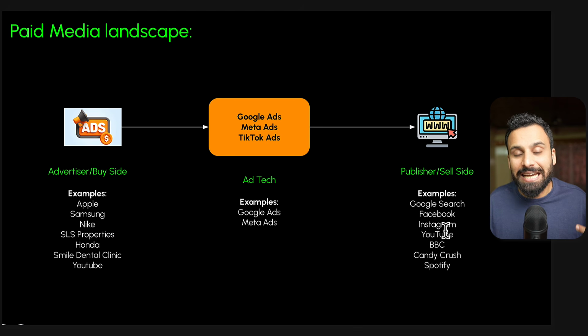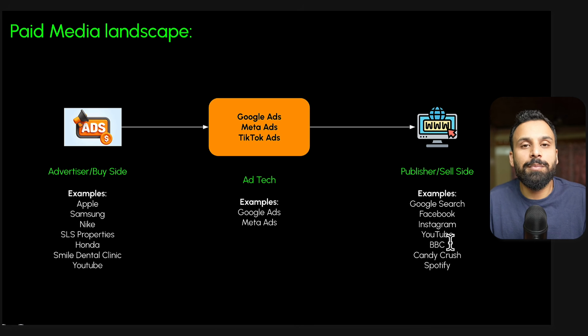So every time you see an ad, in that particular case, you have to see who is an advertiser and who is a publisher, because in certain cases it might be confusing. If you see a YouTube ad on Facebook, in that case YouTube is an advertiser, but if you see an ad on YouTube, then YouTube becomes a publisher.